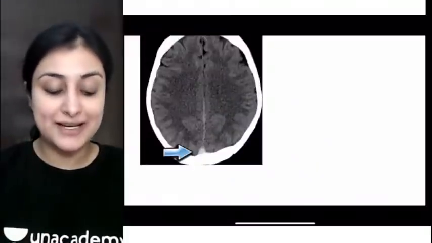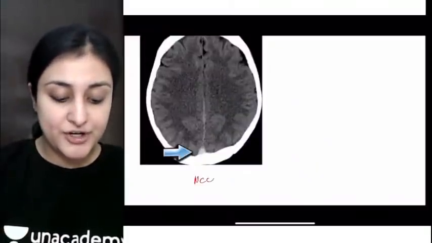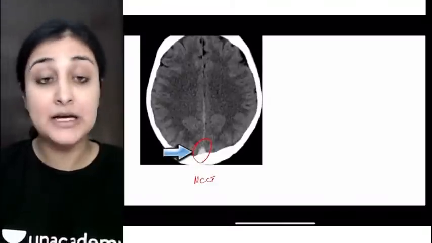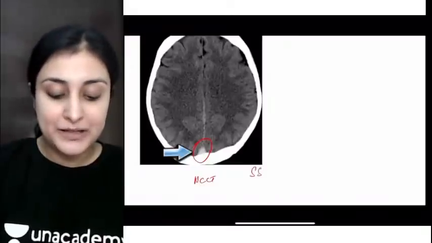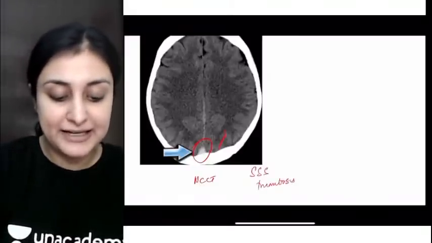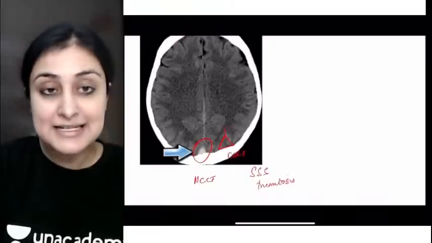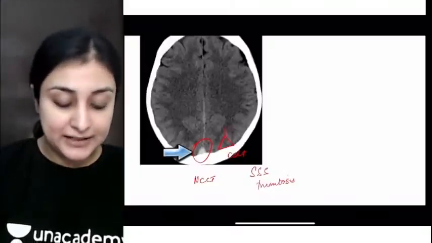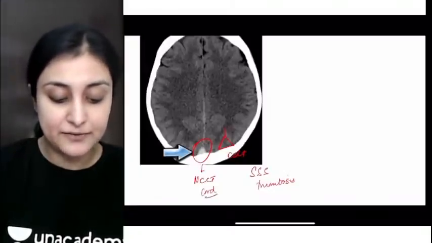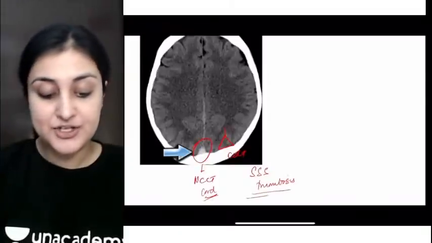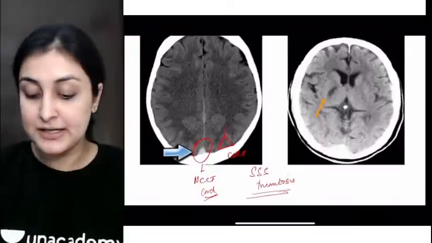Two more images very quickly. On a non-contrast CT, when you see a triangular hyperdensity here, what is this? This is a superior sagittal sinus thrombosis. It can appear as a filling defect. If it is a CECT, we call it the empty delta sign. If it appears white on NCCT, it is indicative of thrombus, which is called the cord sign. Okay, so this is superior sagittal sinus thrombosis.